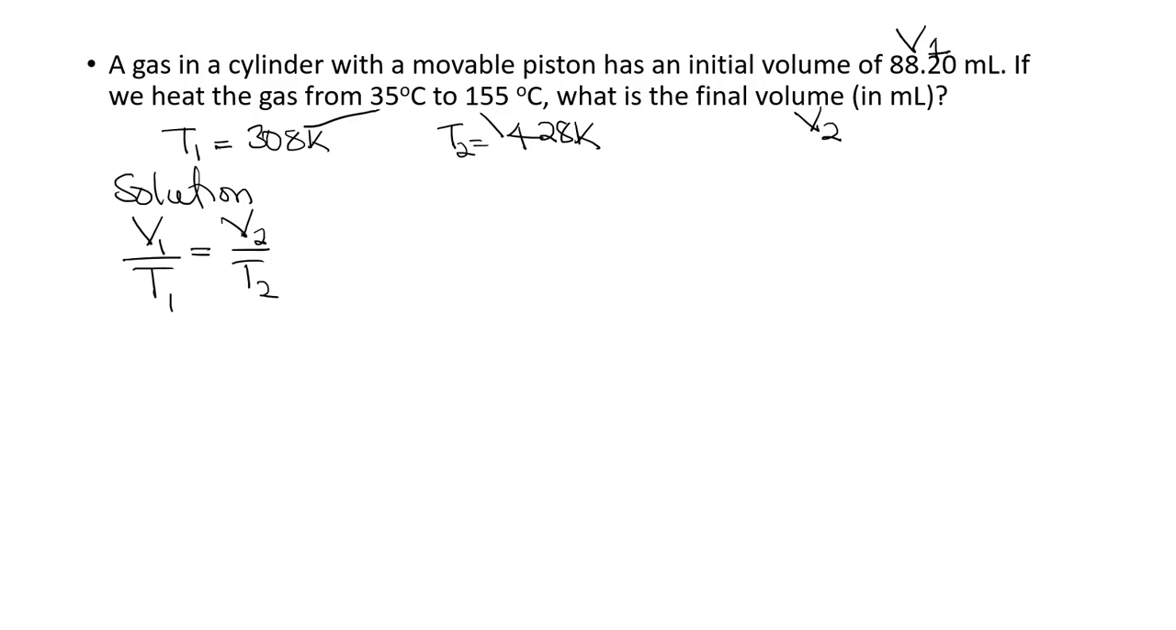Or we want V2 to be on its own. So what we want to do is multiply both sides by T2 so that V2 can be on itself. This cancels here. We remain with V2 is equal to T2 V1 divided by T1.